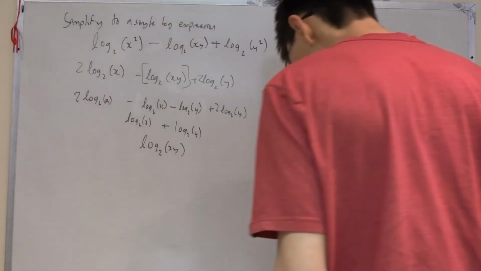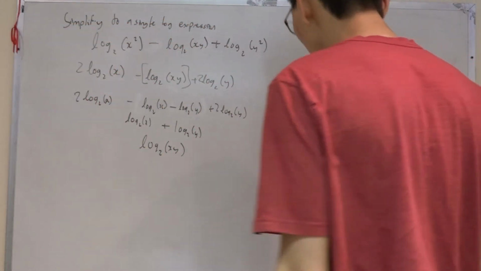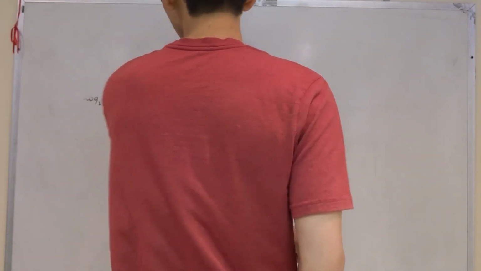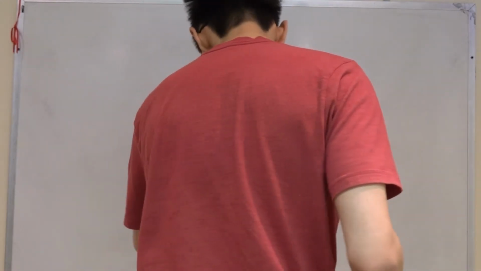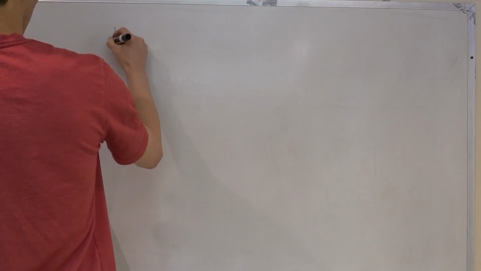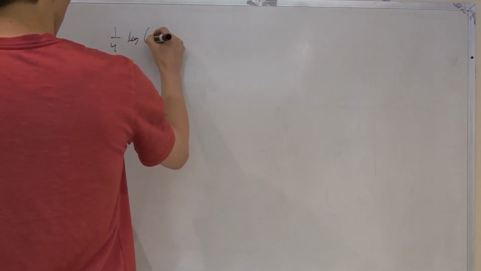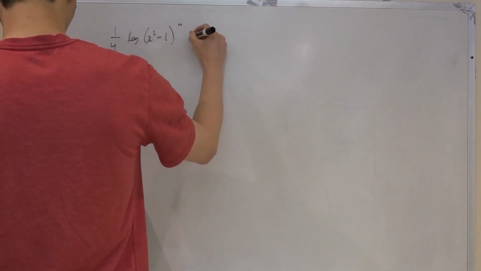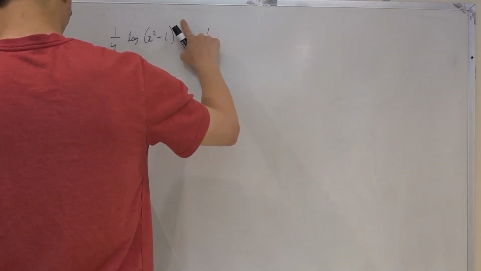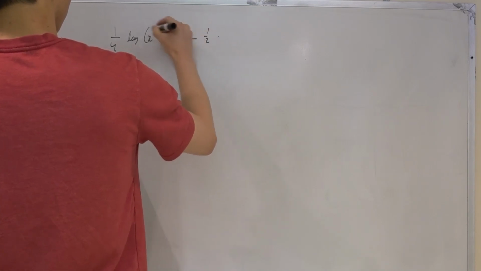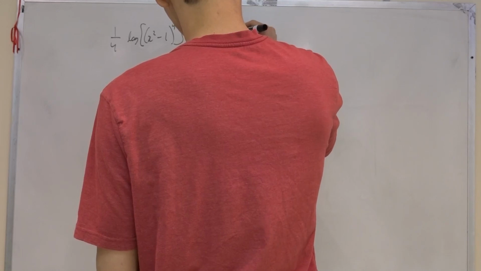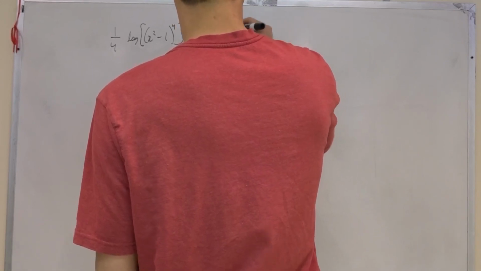Next, here's a little more tricky one. Same idea, simplify to a single expression involving log. We have 1 quarter log of x squared minus 1 to the 4 minus 1 half log of x plus 1 squared.